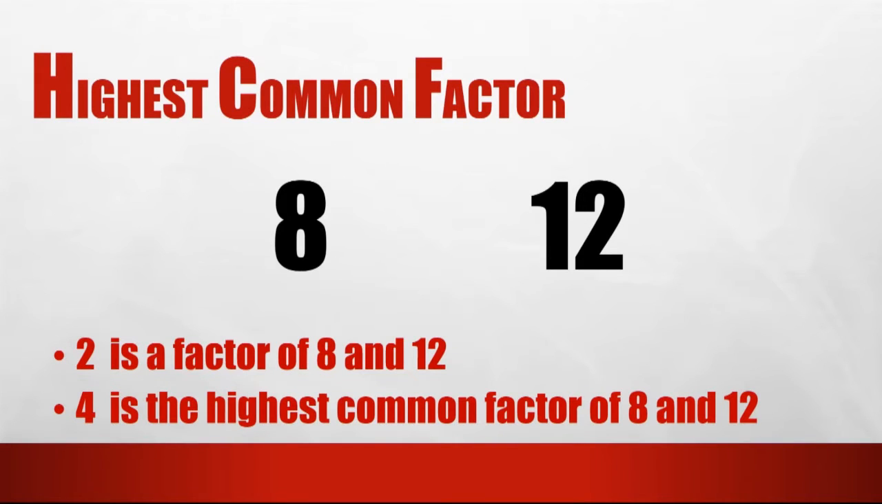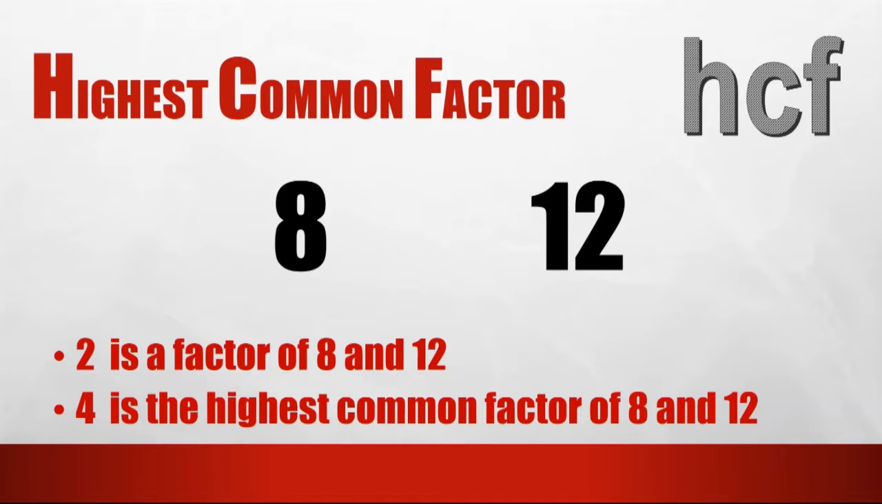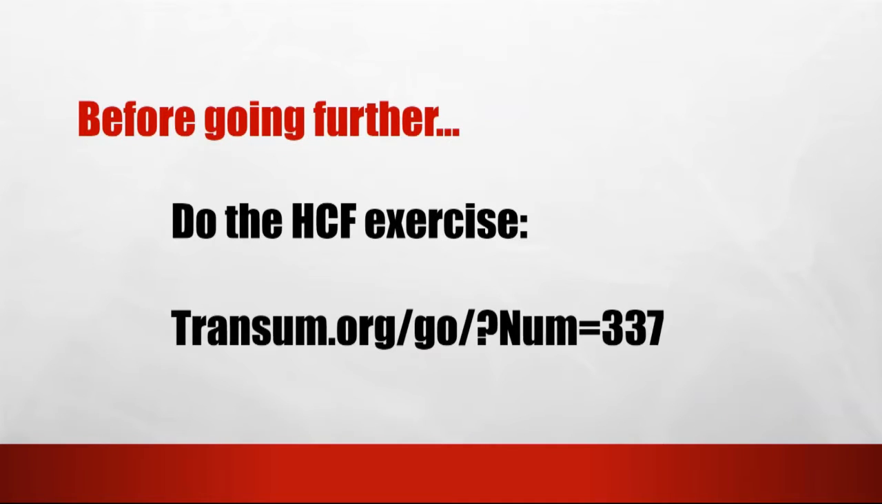So we say that 4 is the highest common factor of 8 and 12. There are no numbers larger than 4 that will divide exactly into 8 and 12. So that's what highest common factor is, sometimes abbreviated as HCF. So if you do need practice, this is where you need to go to have a little bit of practice, but otherwise, let's look at some examples.